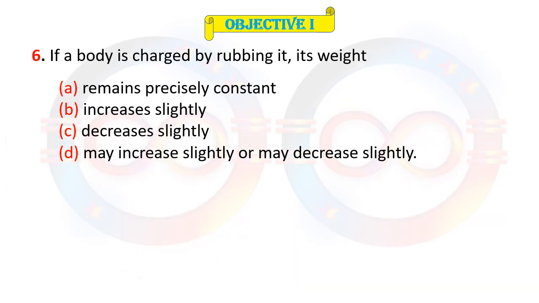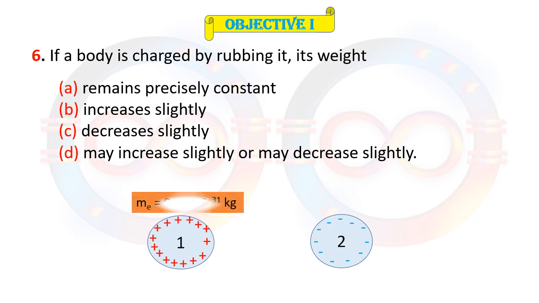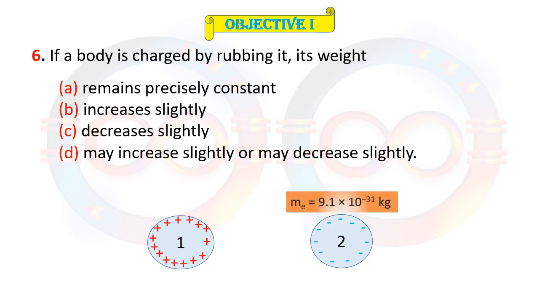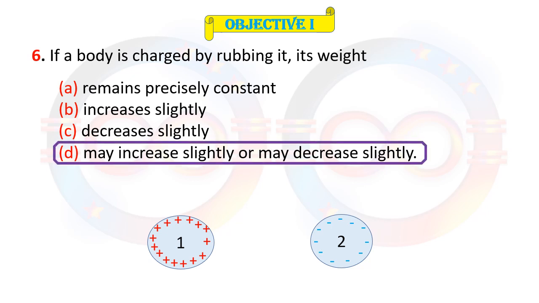Question number 6. If a body is charged by rubbing, see, if one particle is about to lose the electron and the second particle is about to gain the same electron, one would be positive and two will be negative. What does it mean? That by friction, electron is getting transferred from one body to another and it is getting charged. So if it is positive charge, some amount of mass is going to shift from positive to negative. So positive charge is going to be slightly lighter, whereas the negative one is going to be slightly heavier. So mass may increase slightly or may decrease slightly. That will be the option.